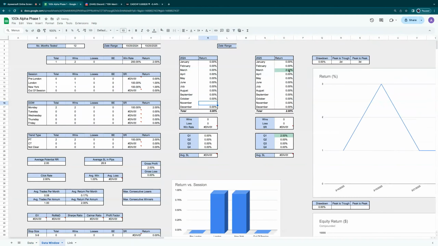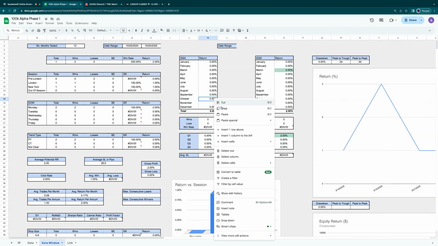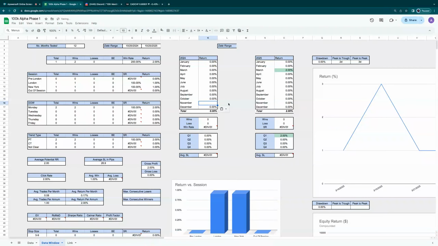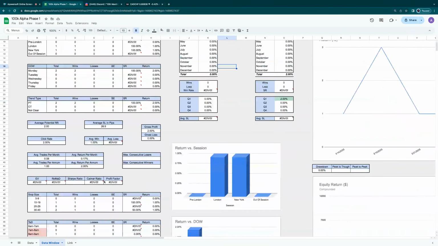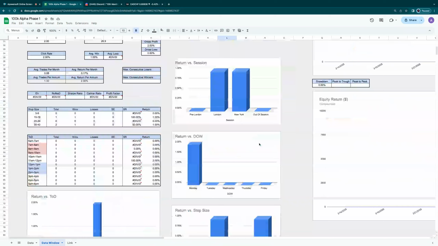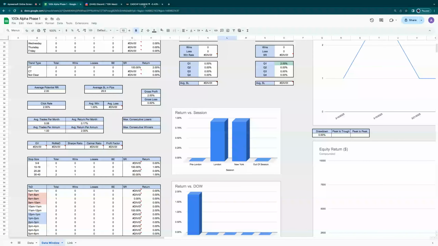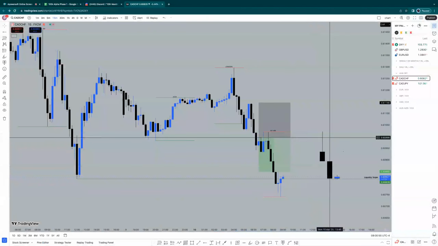So as you can see, we've got 2% March. Very easy and clean. There's no actual reason for that to be there. Need to update this because that's 2024. So 2025, 2% March. As you can see, one London session trade, one New York session trade, 2 wins on a Monday. Yeah, very easy, very explainable trades. They're very simple to see why.